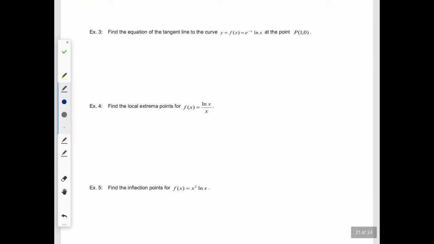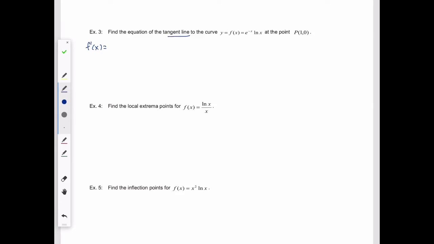Here comes the good stuff. Find the equation of the tangent line to the curve y is equal to e to the negative x ln of x at point P, which is (1, 0). Woof. So the first thing we have to do, since we're trying to find the equation of the tangent line, is take the derivative. So here we go, f prime of x.